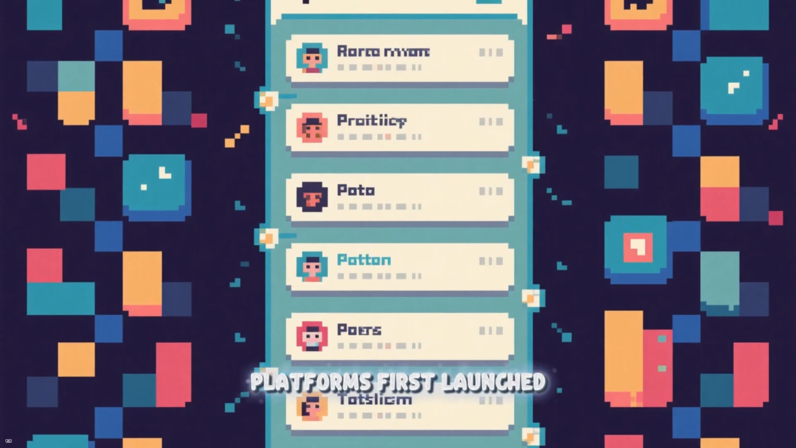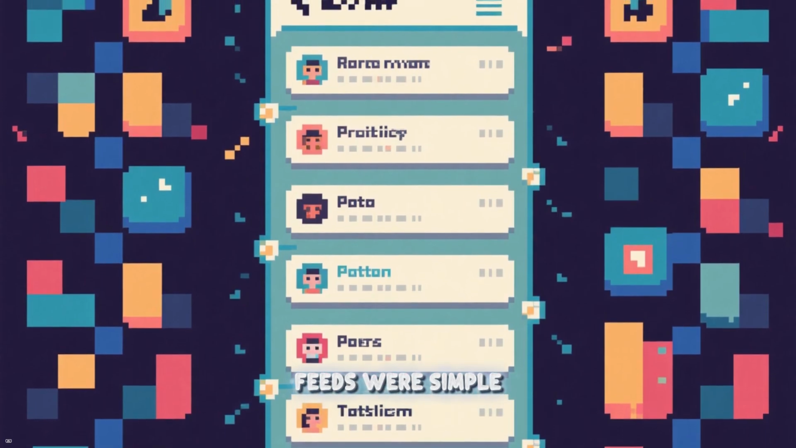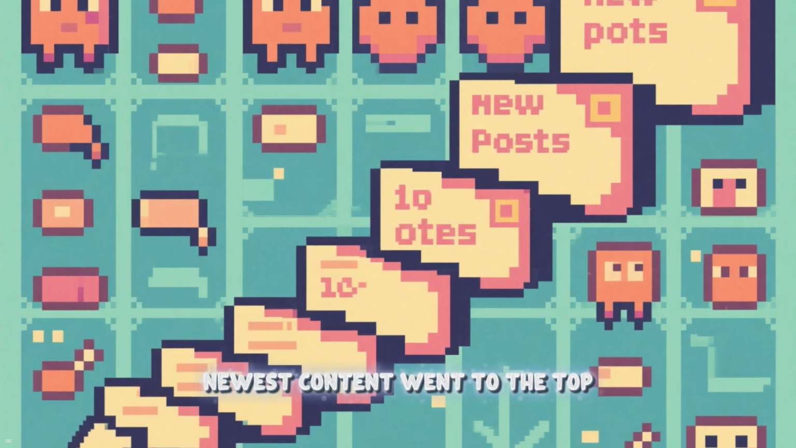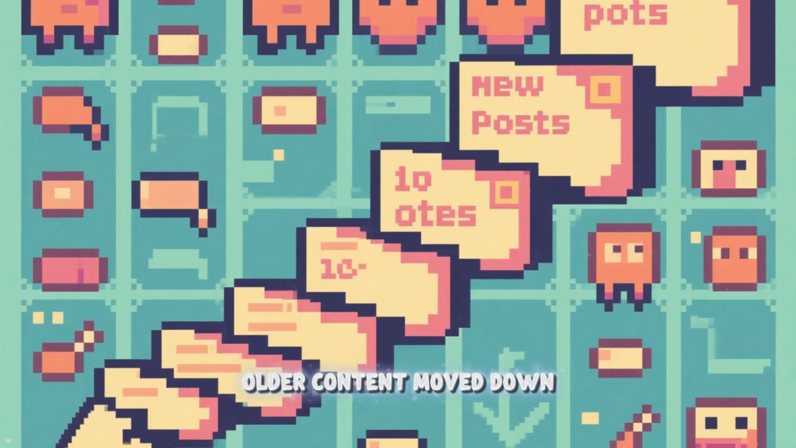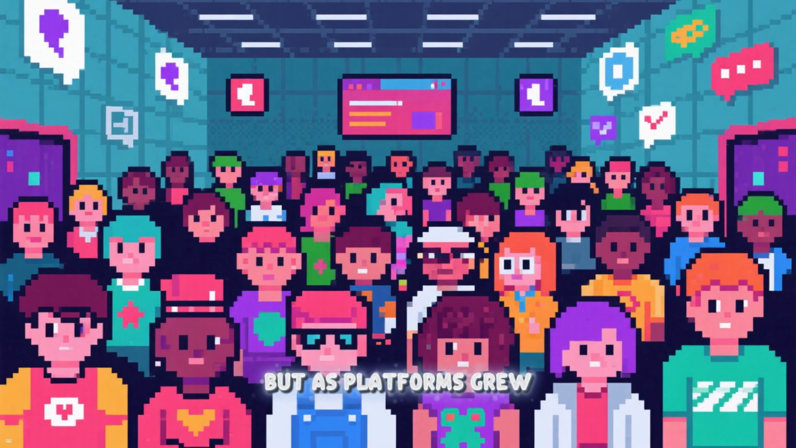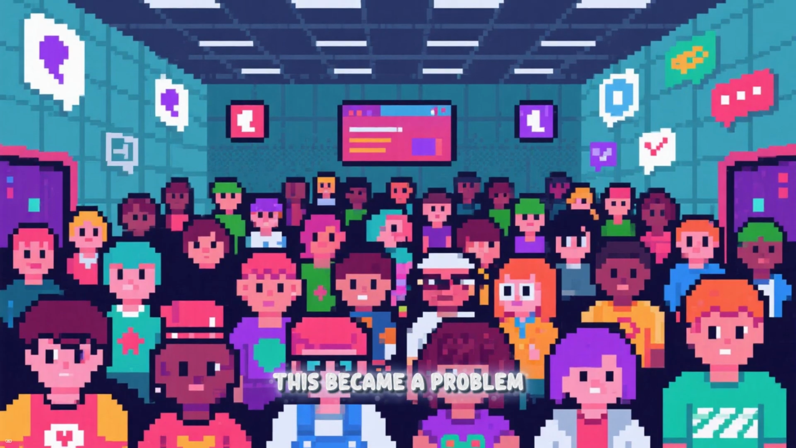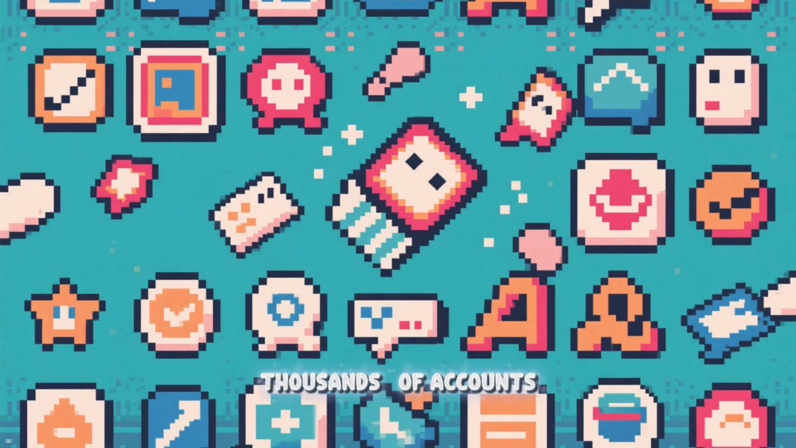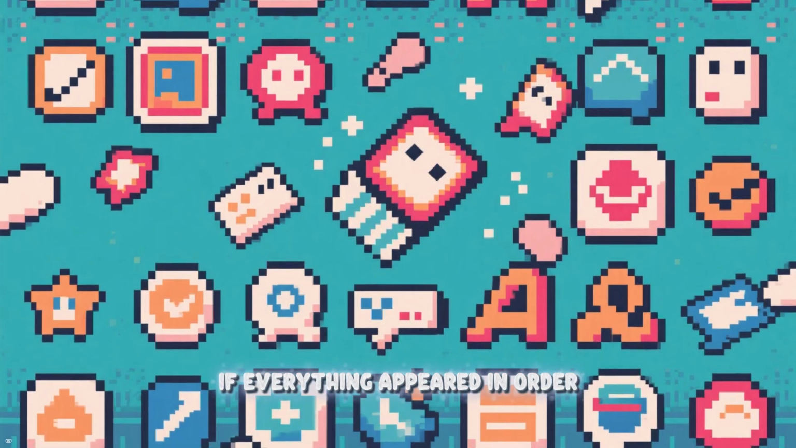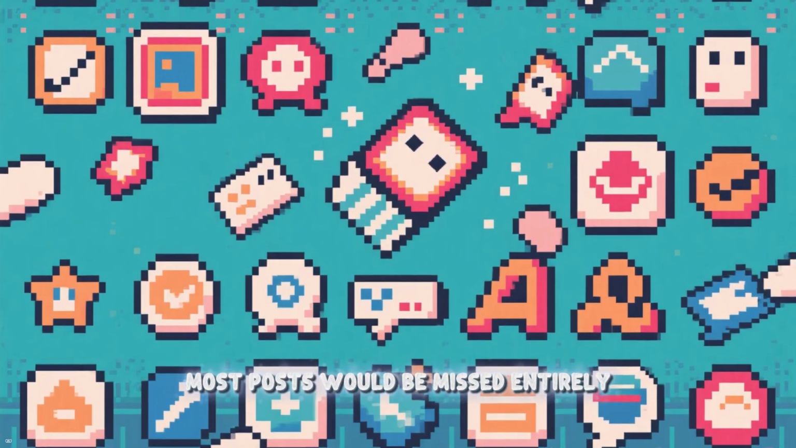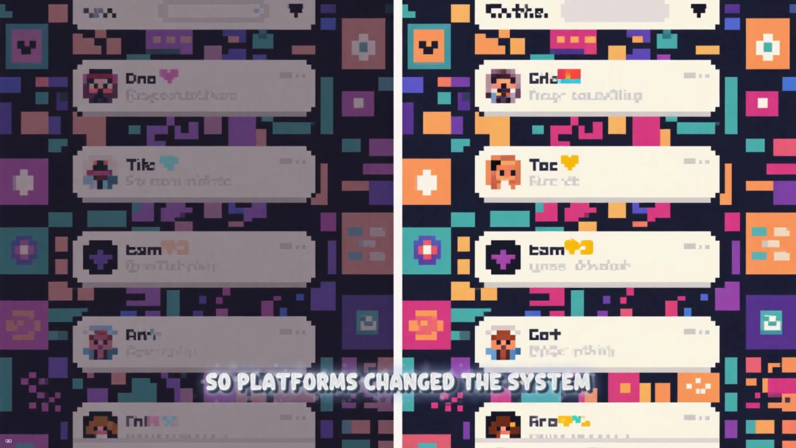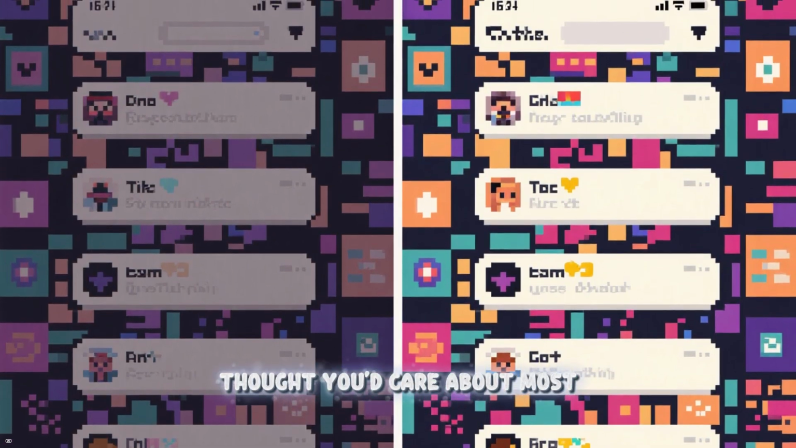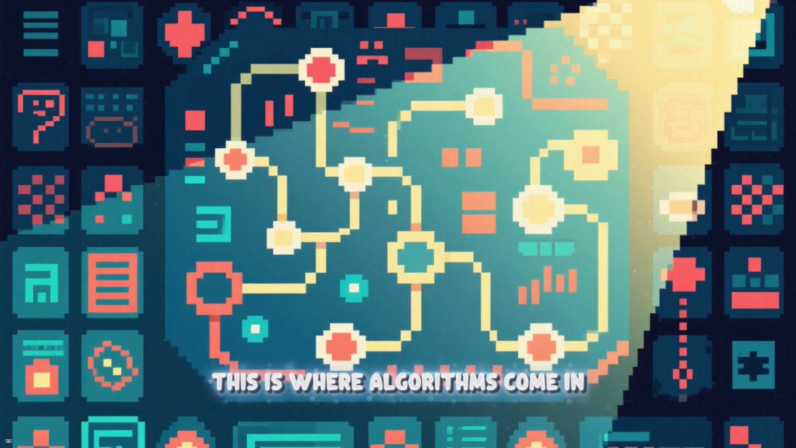When social media platforms first launched, feeds were simple. Posts appeared in the order they were shared, newest content went to the top, older content moved down. But as platforms grew, this became a problem. People followed hundreds, sometimes thousands of accounts. If everything appeared in order, most posts would be missed entirely. So platforms changed the system. Instead of showing everything, they started showing what they thought you'd care about most. This is where algorithms come in.